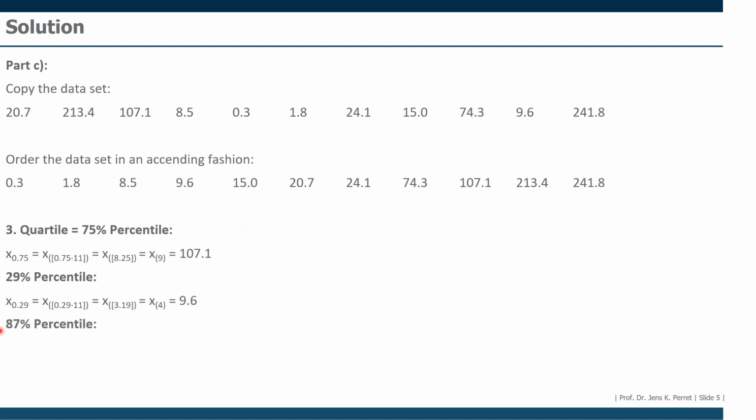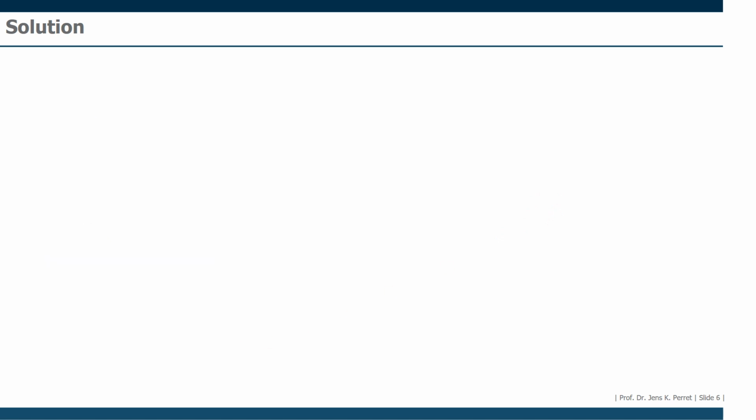Finally, the 87% percentile, so 0.87 times 11 is 9.57. Rounded up is 10. Checking the 10th observation, which is 213.4, giving me the percentile here. That was the third part. Then onwards to the fourth part.